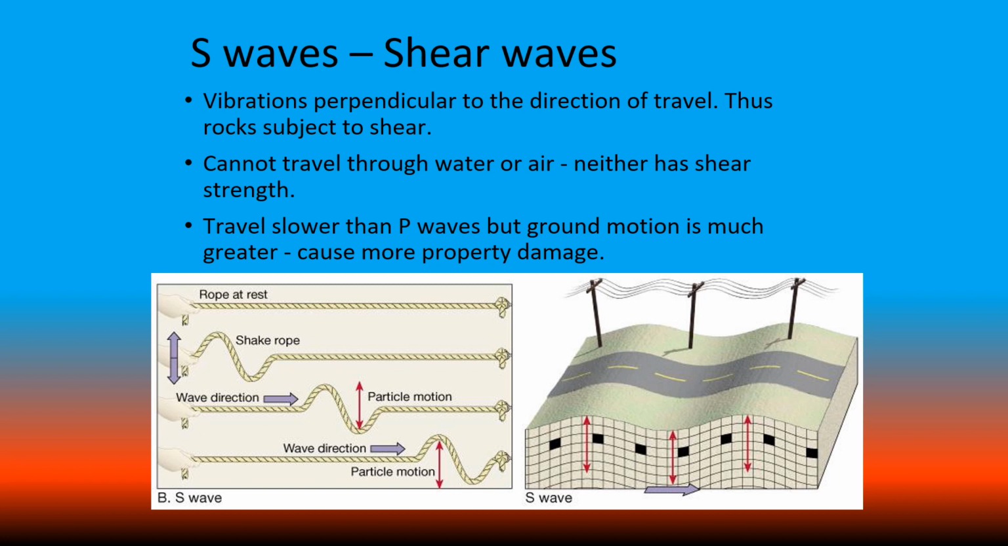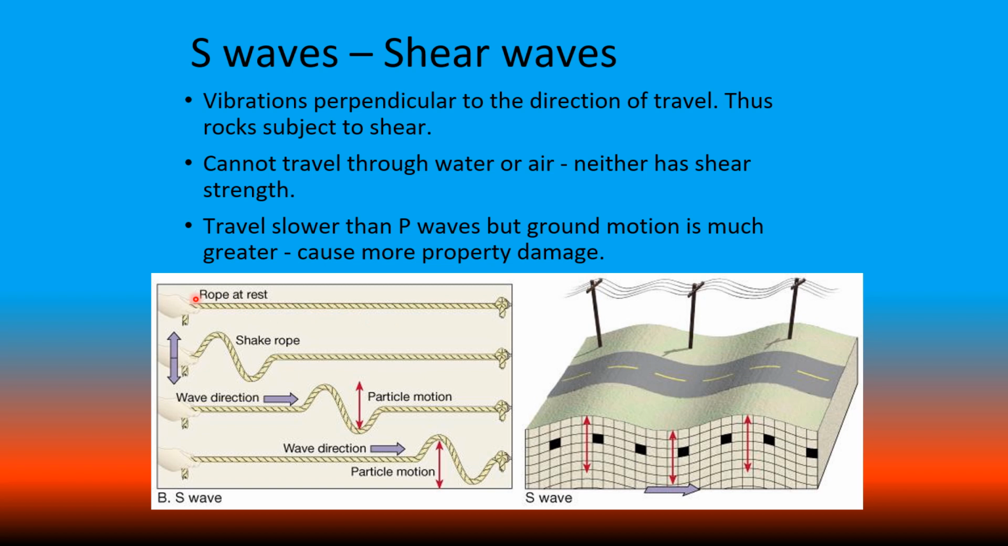So next we have the S waves. They're secondary, so they're slower than P waves. They arrive after, as I say down here. We call them shear waves because they move in a way that they're shearing, so they're kind of tearing the ground up and down or side to side.